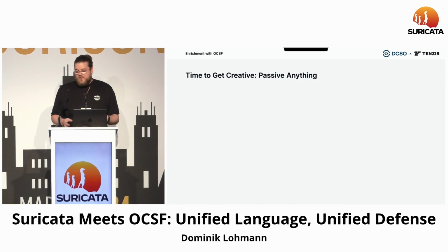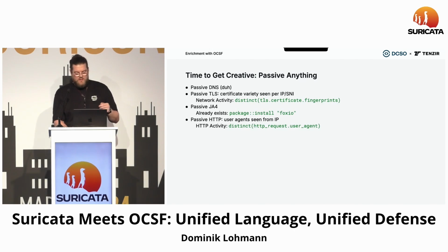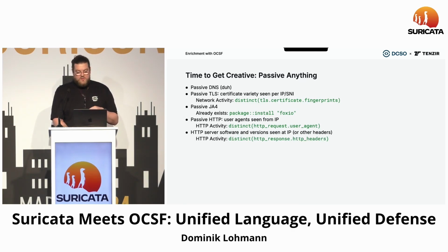Now, and this is almost a call to action, it is all of our time to get creative, because we can now build passive anything with this approach. We've all seen passive DNS, I don't need to go into how that works, but you could do passive TLS. You can take a look at what certificates you see per IP or per SNI. You just take a look at your network activity data and collect all the distinct fingerprints. You can take a look at JA4, and we actually wrote a package for this already. You can take a look at HTTP, for example user agents per IP address, or server software versions.